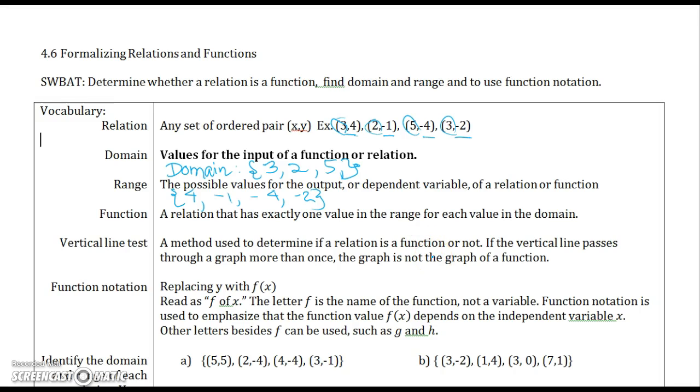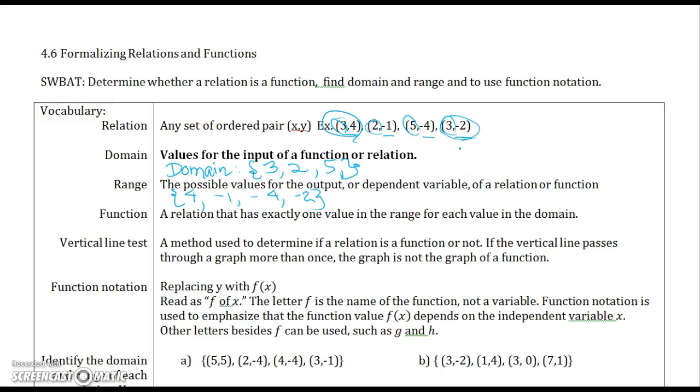So if I'm looking at this previous example, how I have 3 going with 4, 2 matches with -2, 5 matches with -4, and then 3 right here also matches with -2. This is not a function because 3 has 2 different output values. Not a function. But it is a relation because we could be related, but we don't function that way.